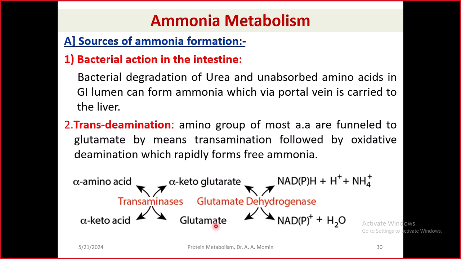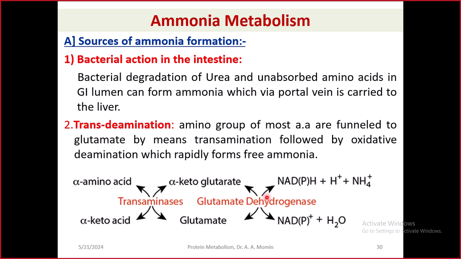Then next, what is the fate of this glutamate? It undergoes oxidation. There are two types of oxidation. We'll see the details: oxidative and non-oxidative deamination of glutamate.